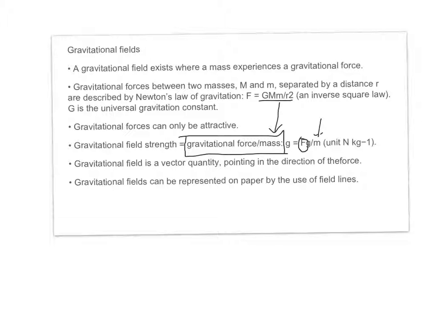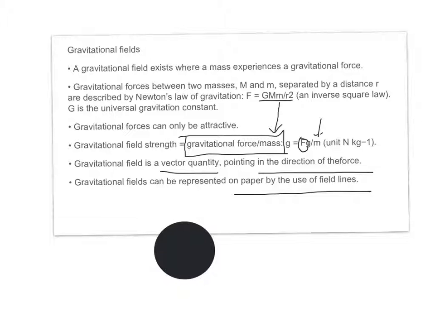This is, of course, a vector quantity. As force is a vector quantity, it follows that gravitational field strength would be too, and it points along the direction of the force stated above. Gravitational fields can be represented on paper by the use of field lines. So on the Earth, for example, you would have a radial field, which would show lines perpendicular to the surface, like this, although better drawn. Okay, so that would be a radial field. We'll look at these later when we come to the topic of equipotentials.